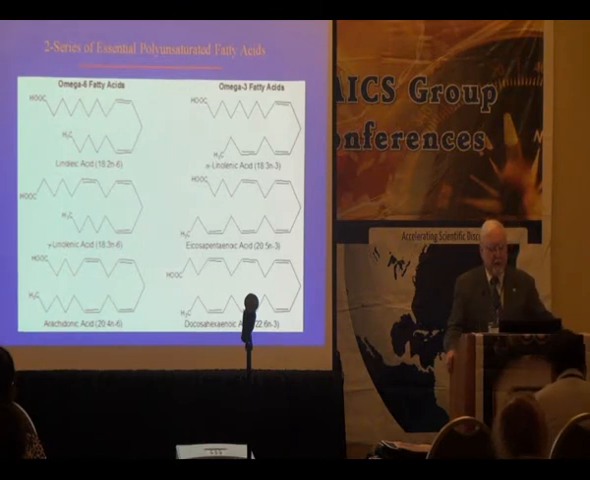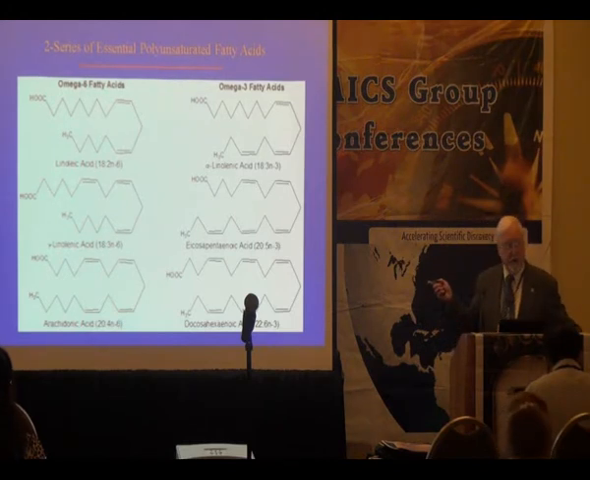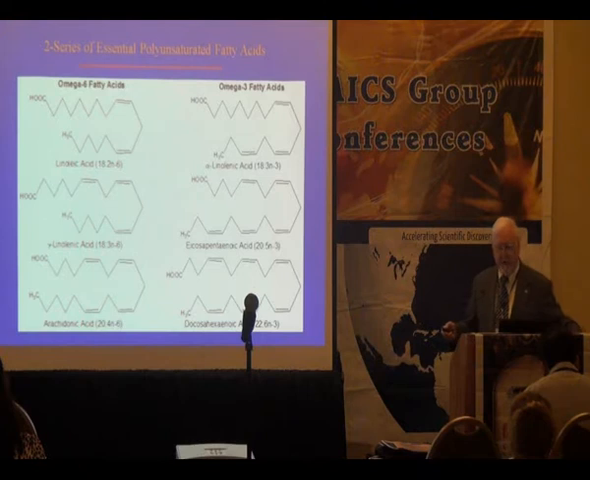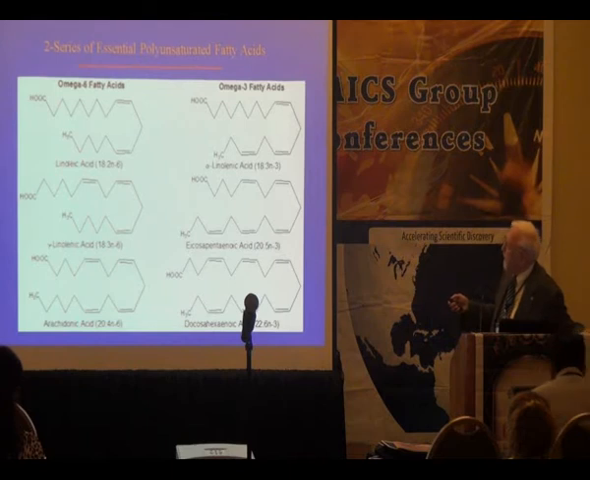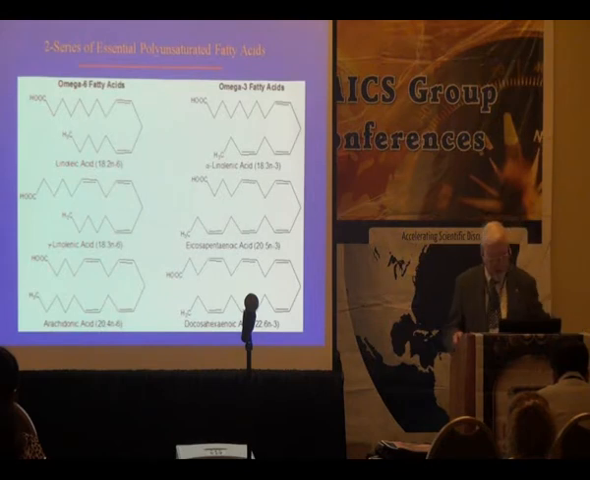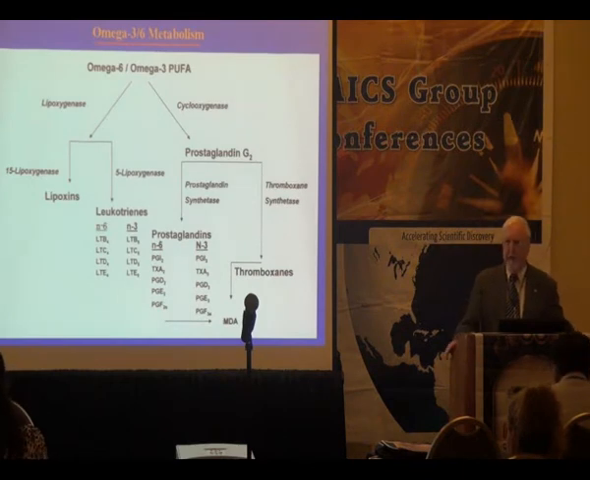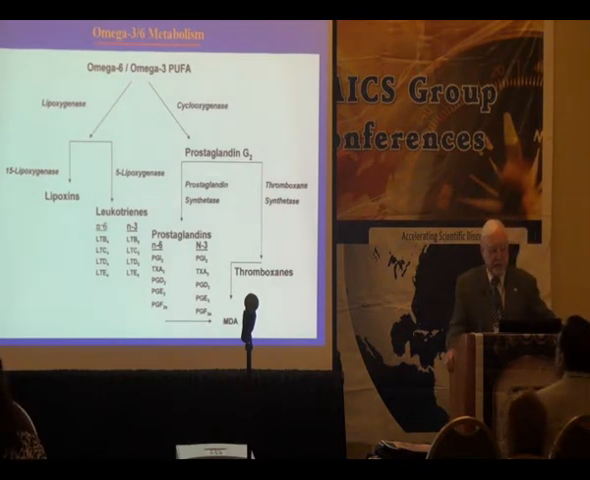As you know, there are two series of essential polyunsaturated fatty acids. The first, of course, and the ones that we used in the studies to demonstrate the effect of dietary fat on carcinogenesis, were the omega-6 fatty acids. Linoleic acid was the main source of omega-6 in the diets that we supplied to the animals. The other class are omega-3 fatty acids. And they are metabolized through the cyclooxygenase and lipoxygenase pathways.